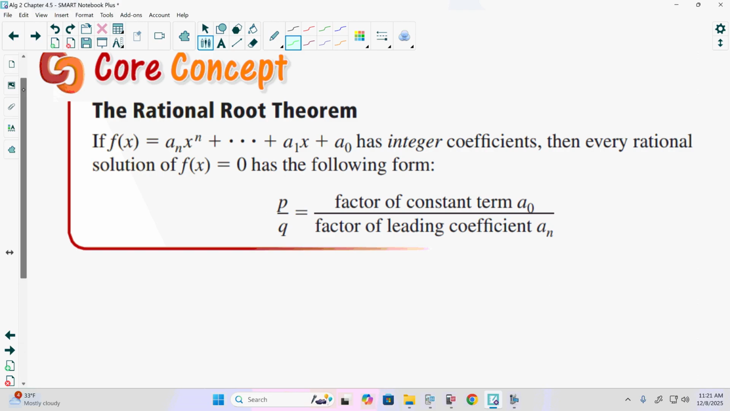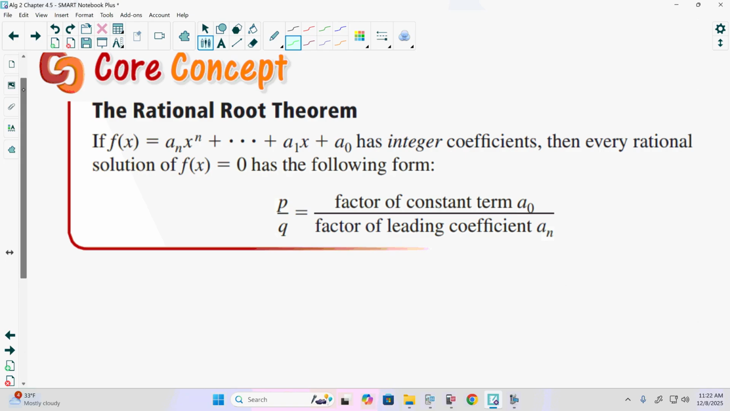there is a theorem called the rational root theorem. The rational root theorem is going to help us find those rational solutions that could possibly work, and we're going to use it with graphing, using it with the graphing calculator, because combined, they're really going to help us figure out these solutions.